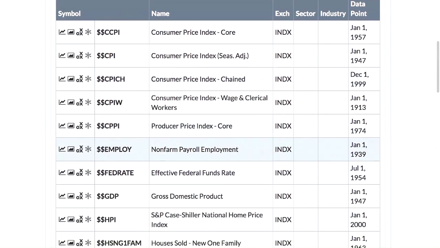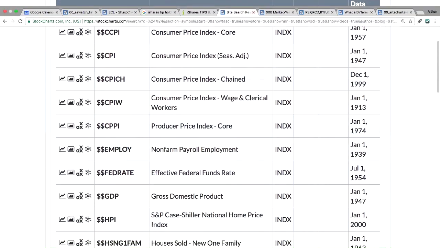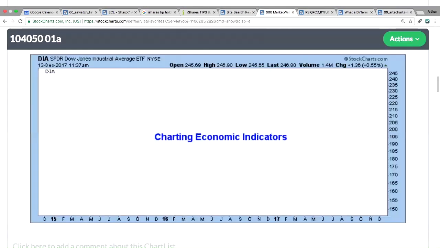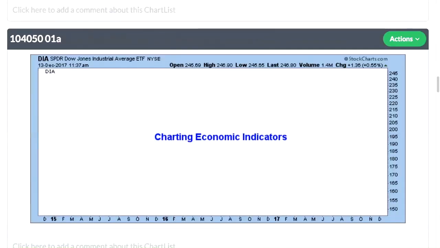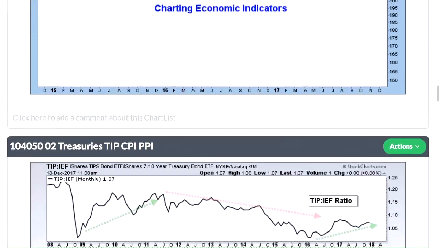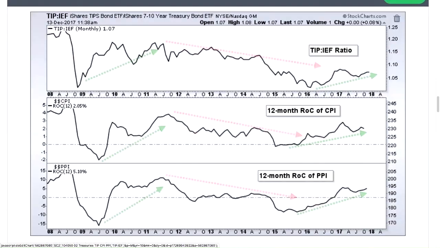So that's just if you don't have enough to do with your charting as it is already and you want some more work, you can look at those economic indicators. So I'm going to look at CPI and PPI. And what I've done is I've got the TIP IEF ratio here at the top. And then I've got the 12-month rate of change for the CPI, and the 12-month rate of change for the PPI, the producer price index.